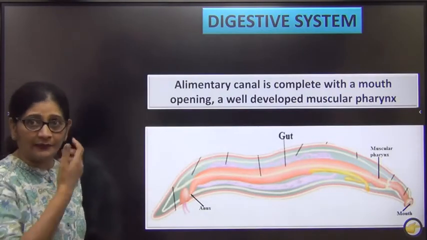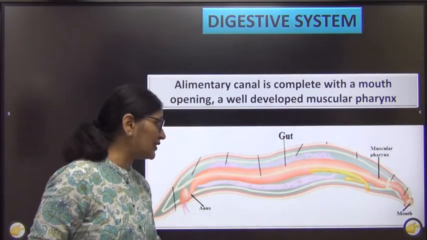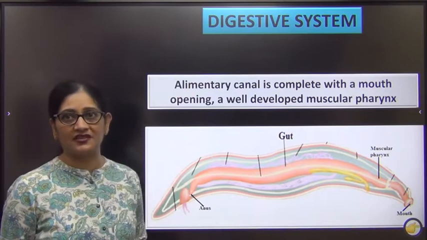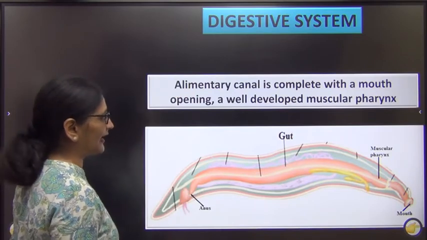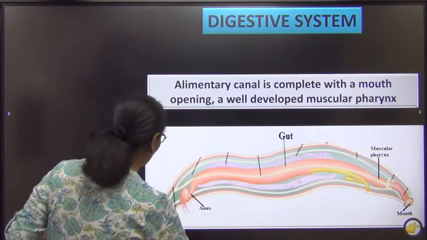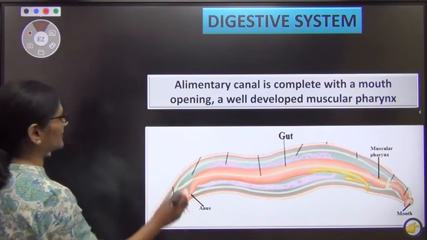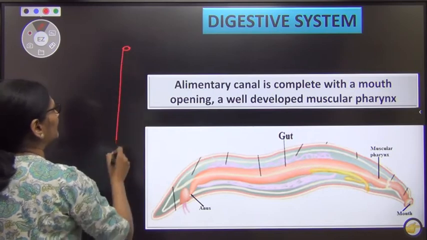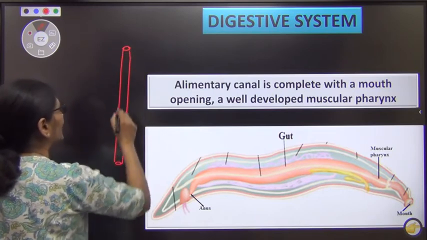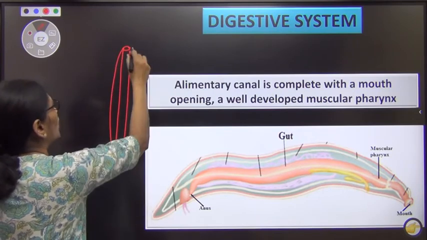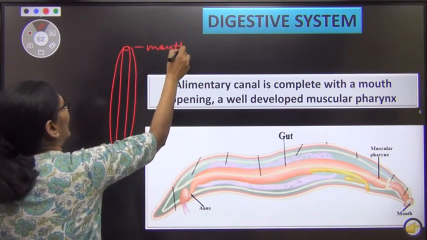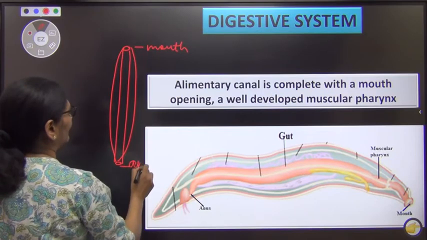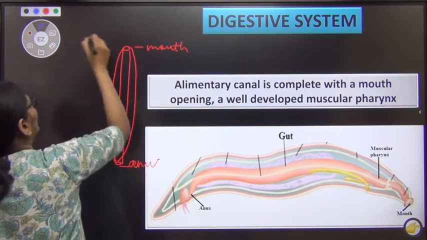Now we will come to the systems one by one. The first system we will study is the digestive system. You know that this is the first organism where the digestive system is complete. I need not tell you again. That means there's a separate mouth and anus. This I have been telling you since long. These are the first ones in which there is a proper mouth and a proper anus, and we call this a tube within a tube system.